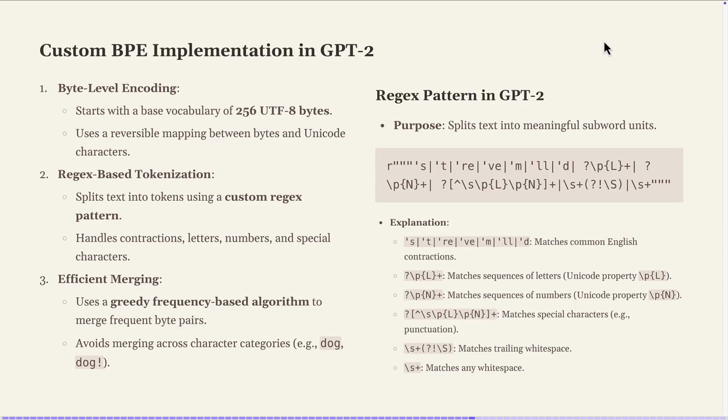And here there is a bit more explanation about the regular expression. This part matches common English words, so it will extract common English words. This part matches sequences of letters, Unicode properties, and this matches sequences of numbers. This matches special characters, and this matches trailing white space. Of course, this type of regular expression is not very intuitive, but it's a very powerful means to identify patterns in certain contexts.